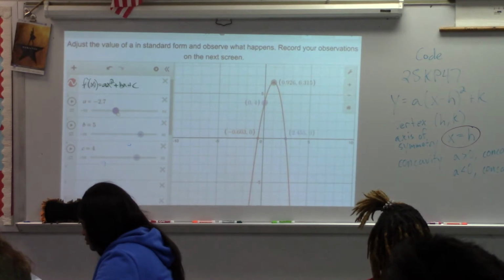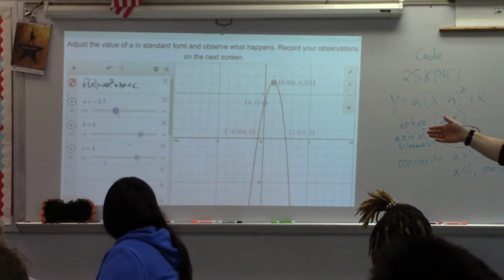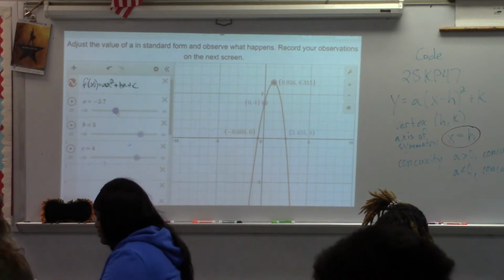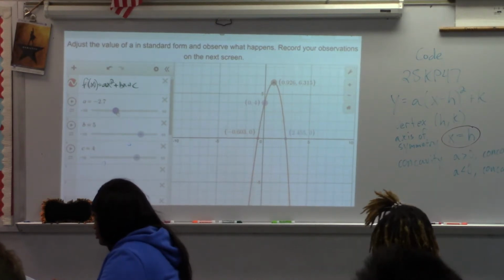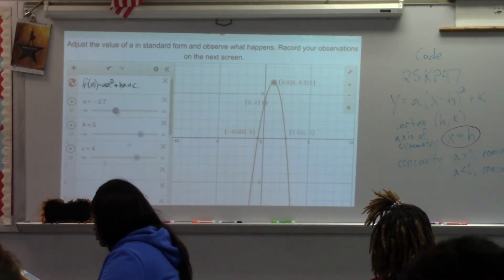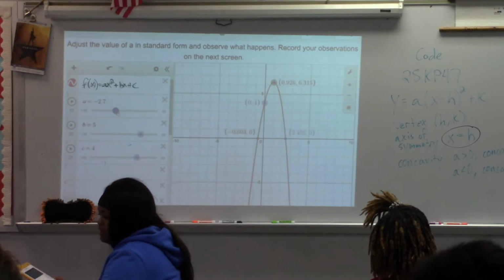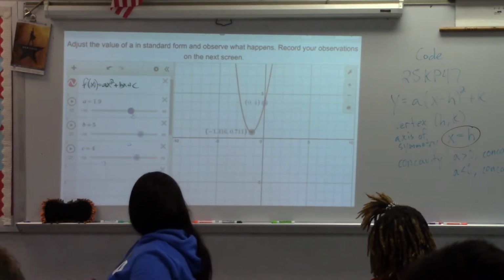When A is negative, what do we see about the parabola? It's concave down. Remember, don't just say it's concave down. What is concave down? The parabola. When A is negative, that parabola is concave down. What about when A is positive? The parabola is concave up.